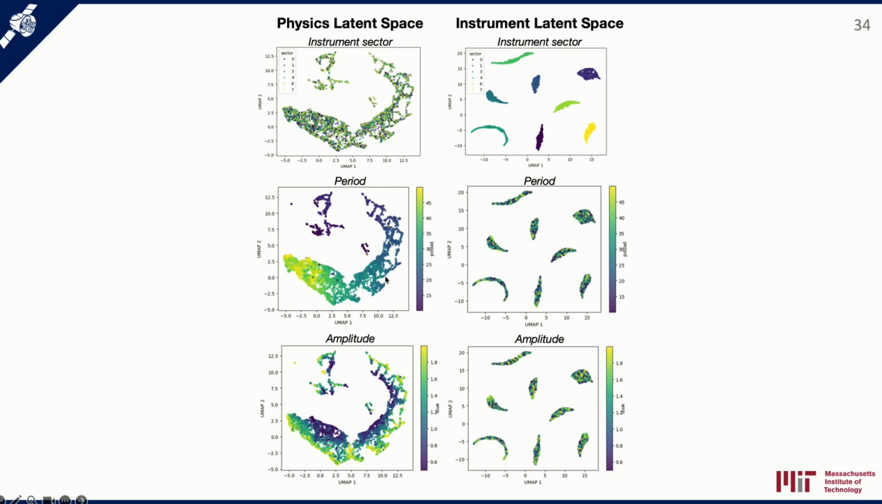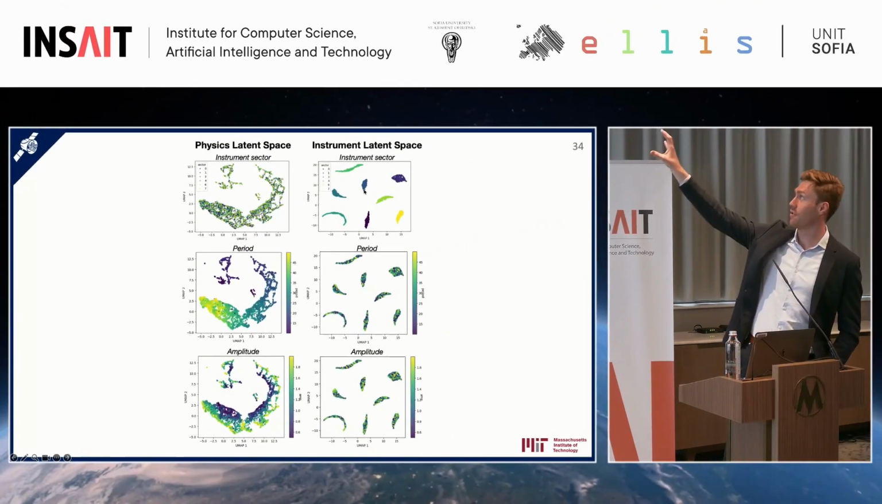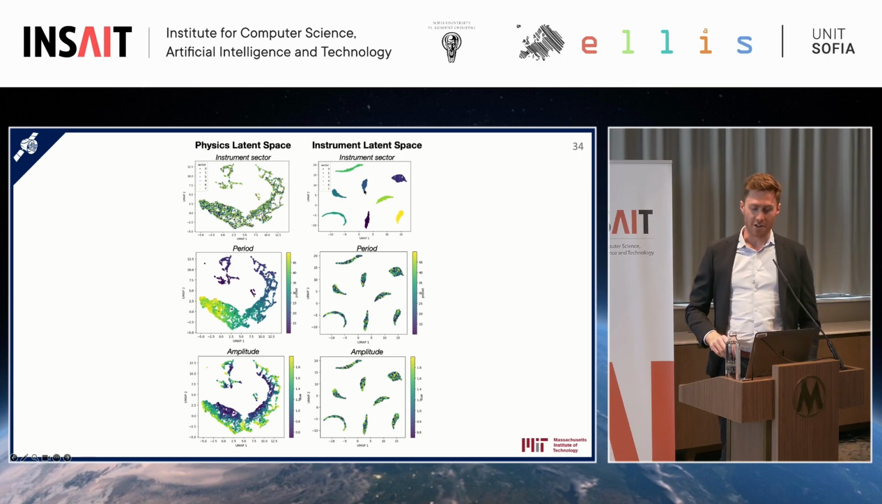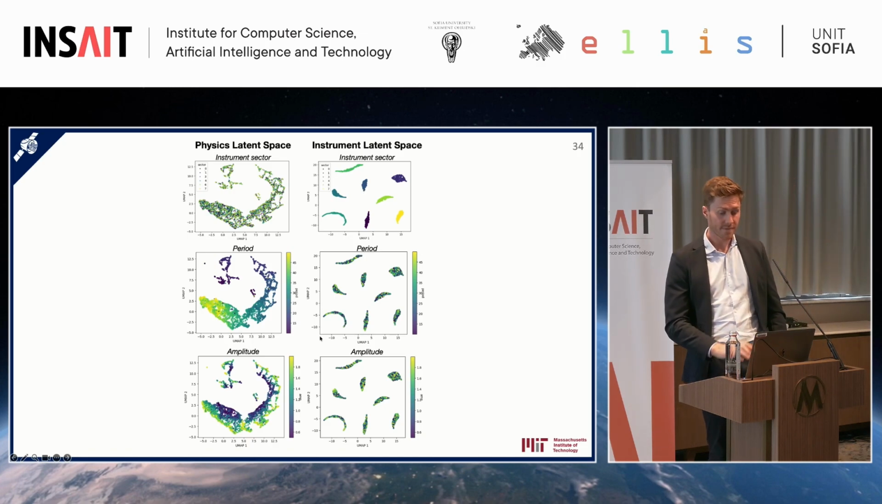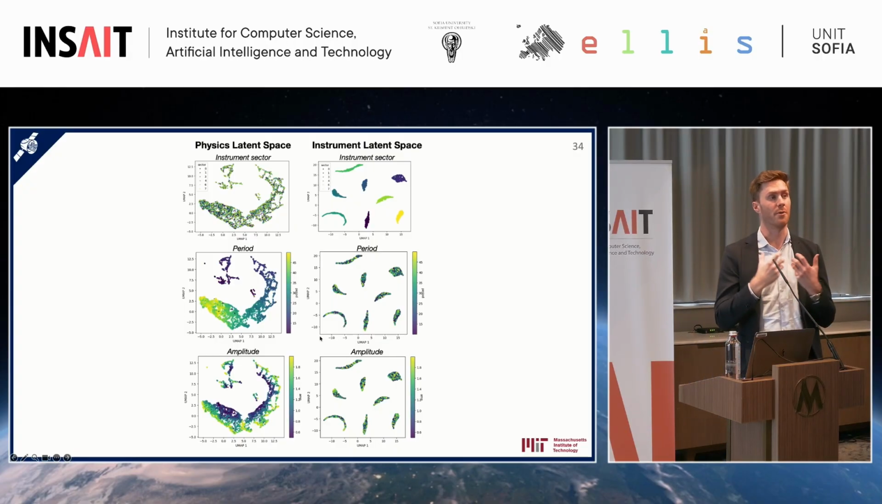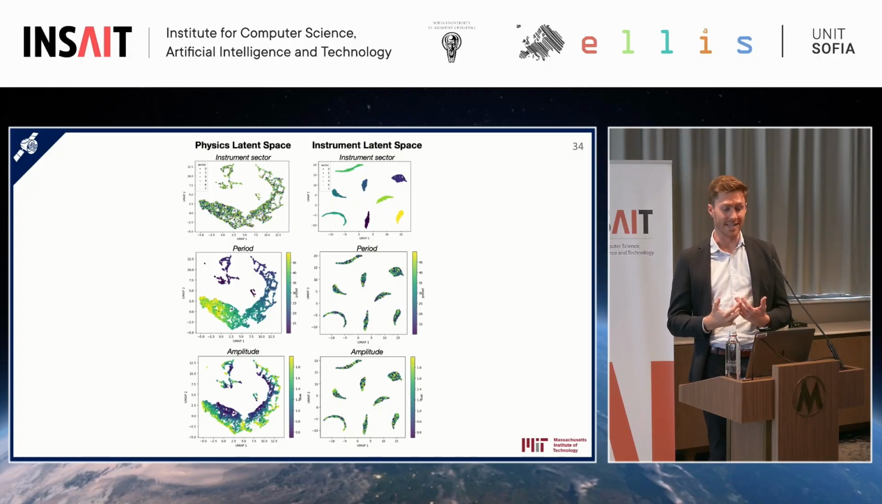But if you color code the same thing according to the period, so if you have a sine wave, you take the period of that, we can see there's a beautiful correlation, and the same goes for the amplitude. And it's important to note that we never gave our models any information with regards to period or amplitude. It learned all of this by itself, right? And if you do the same thing for the instrument latent space, you see that it's nicely color-coded according to the instrument number, but it does not capture any information with regards to the period. So this is very promising because it shows that we're able to disentangle these two in some sense.